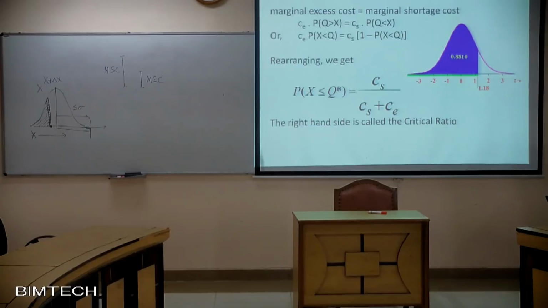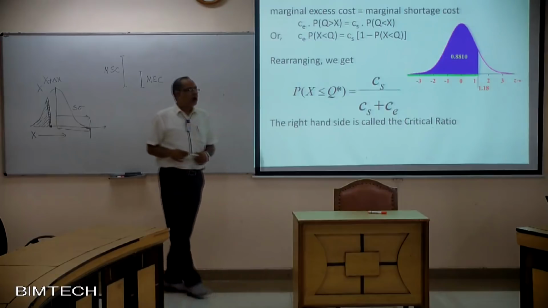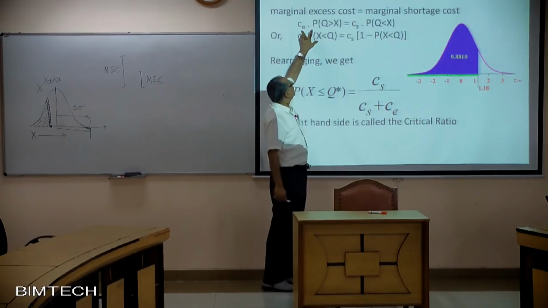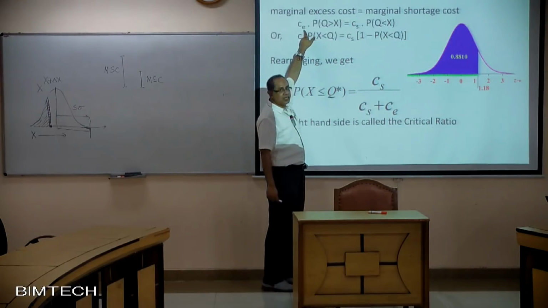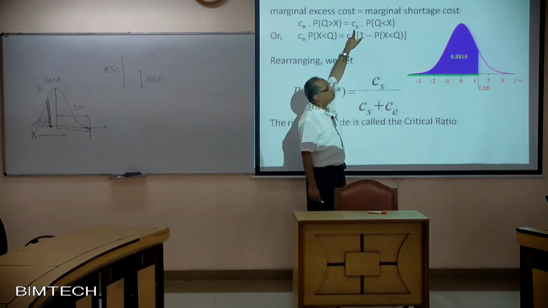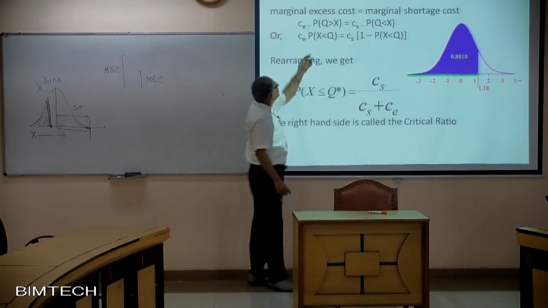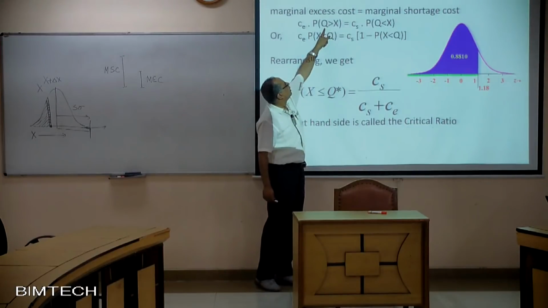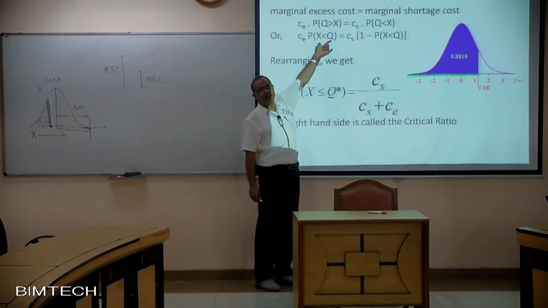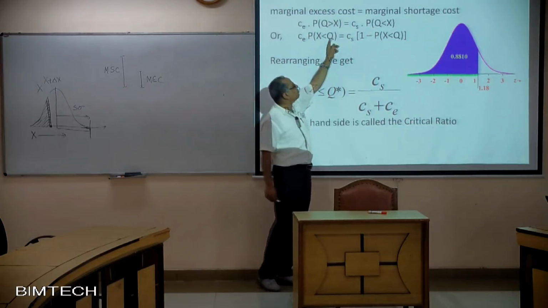So let us equate the two. We are saying marginal excess cost is equal to marginal shortage cost. Marginal excess cost is CE. The marginal excess cost is the unit excess cost multiplied by the probability of excess, equal to the unit shortage cost multiplied by the probability of being short. Okay, now this probability of Q greater than X can also be written as X less than Q. These two are the same. Q greater than X or X less than Q are the same.